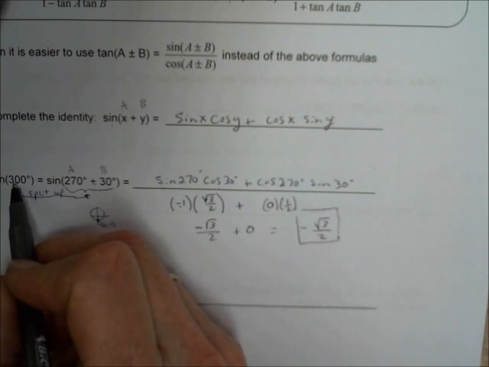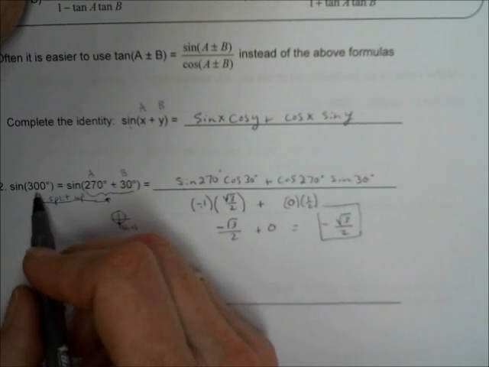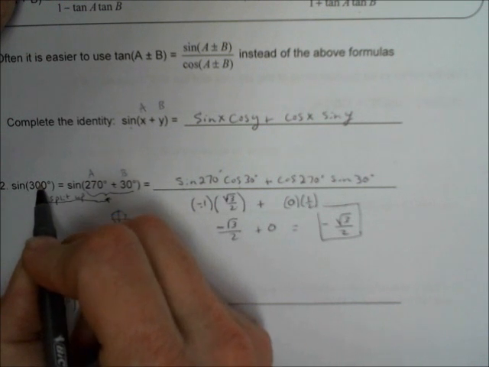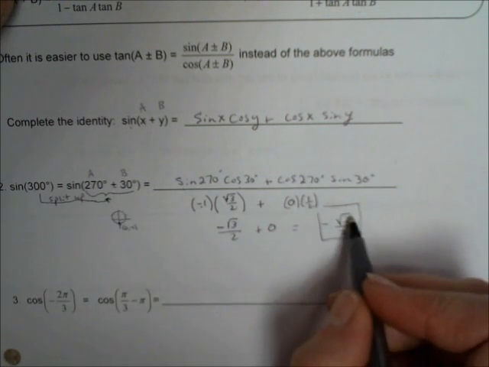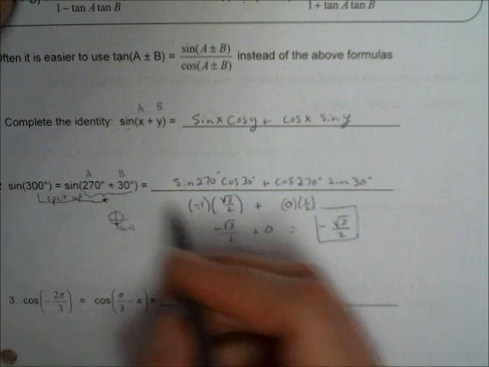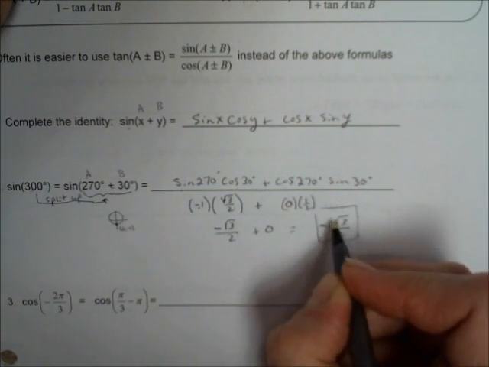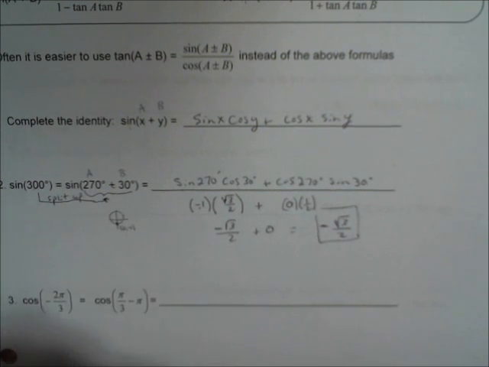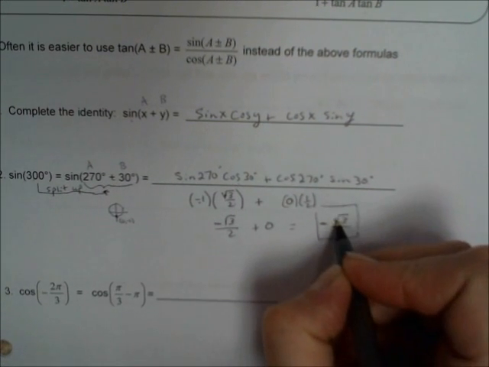Another way we could have gotten the sine of 300 degrees is we could have gotten a reference angle, right? This is quadrant 4. The reference angle is 60 degrees, and the sine of 60 is the square root of 3 over 2, and in quadrant 4, sine goes negative. So we could have found this a couple chapters ago by using reference angles, but this is just another method to get the same answer.